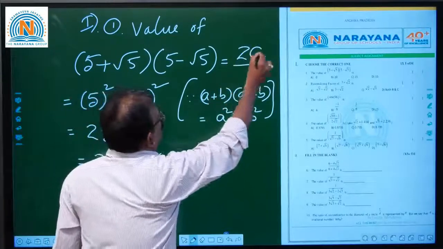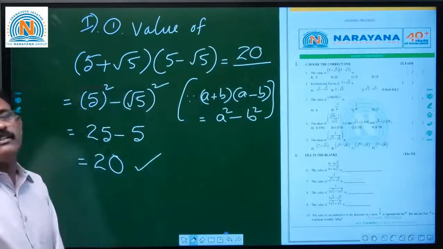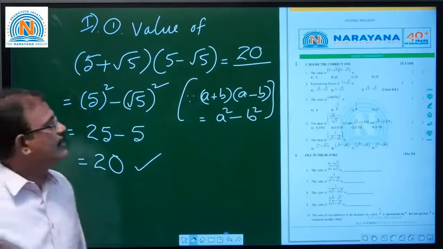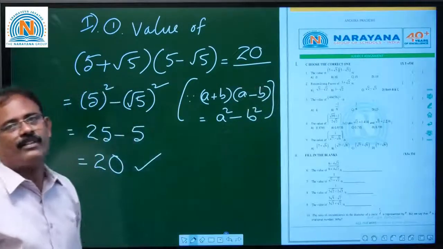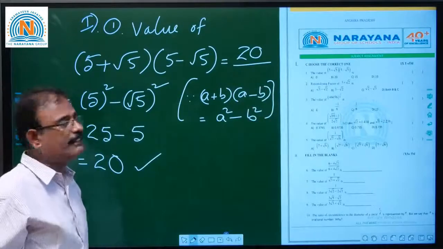So what is the product of 5 plus root 5 and 5 minus root 5, children? 20. It is given in the second option, children. Okay, so come back to the second question.